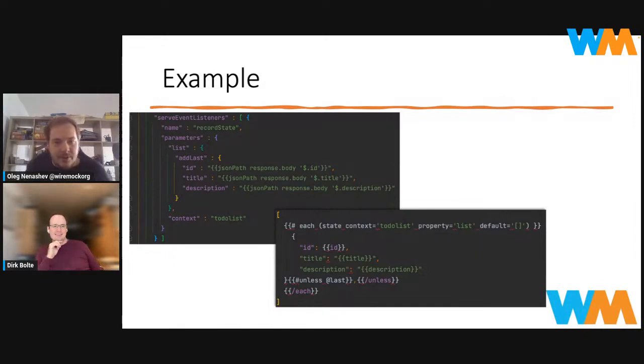So in WireMock 3, there is actually an extension point for storing state outside of the WireMock instance itself. So when you were developing this extension, did you leverage this extension point?